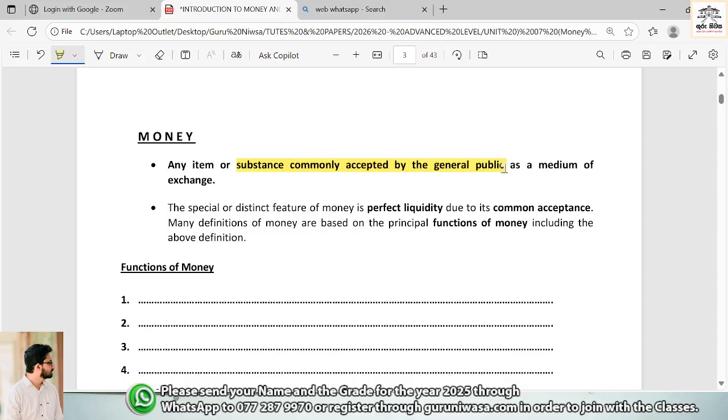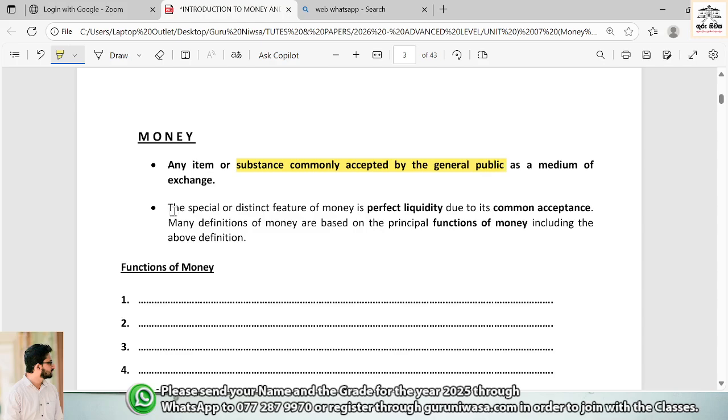Okay? So remember, money means any substance, any item. It might be marker pens, Lamai. It might be something else, right? It might be even something like a gold coin, right? Anything, any substance, might be smartphones, Lamai. Anything which is commonly accepted by the general public as a medium of exchange is called money.